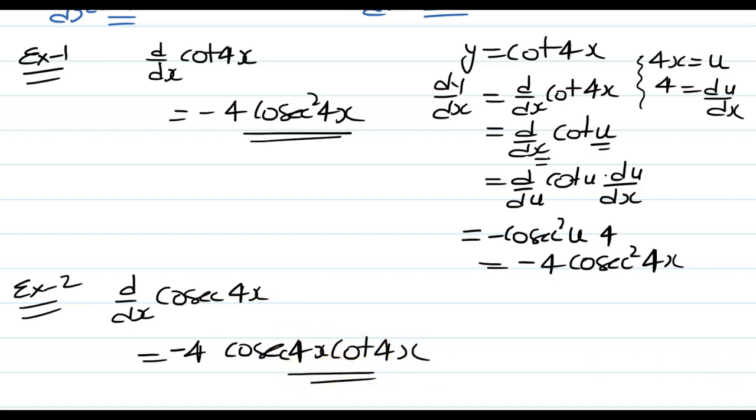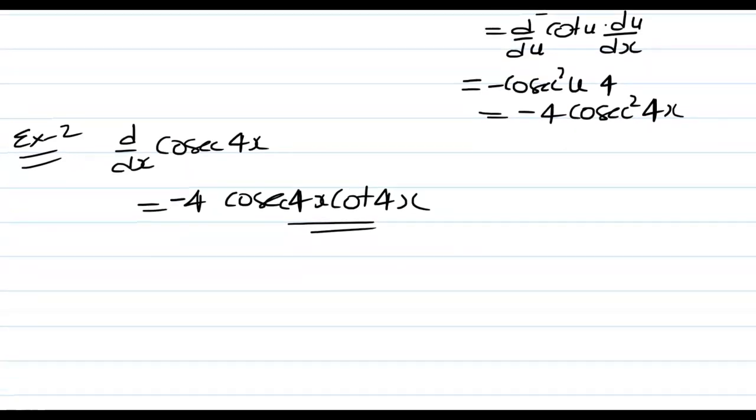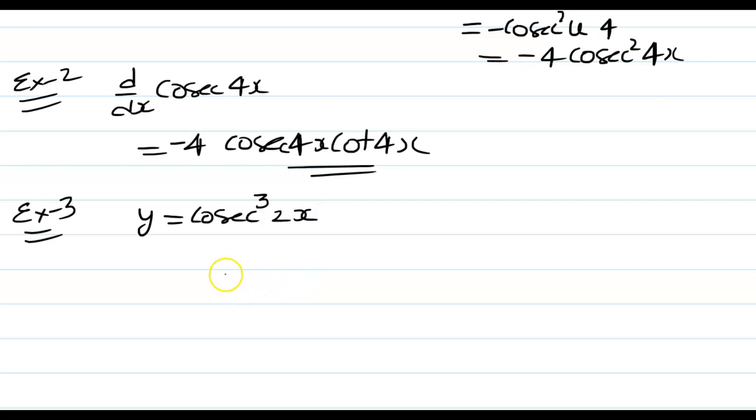You can write this down in one line if you know the formula, otherwise you need to apply the chain rule and go for the detailed method. Let's take another example. Example 3. Suppose y is cosec cube 2x. So same thing, we can do it here.